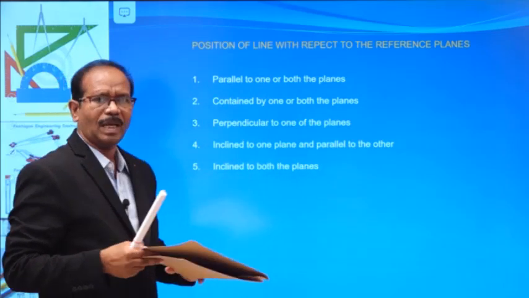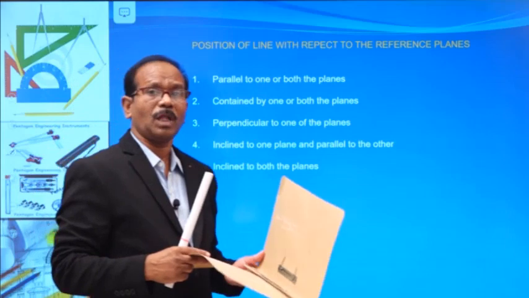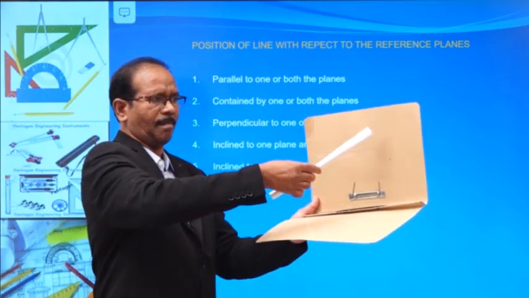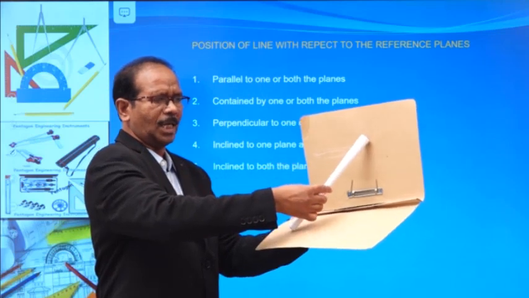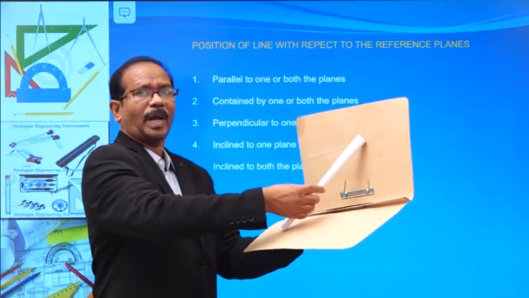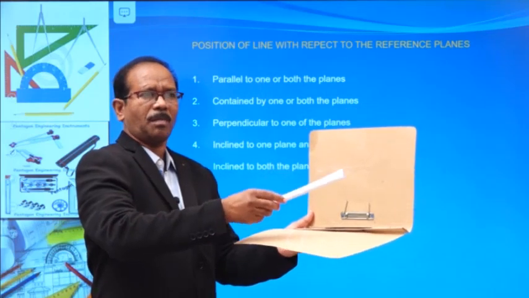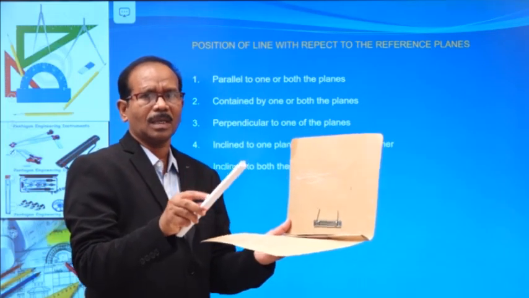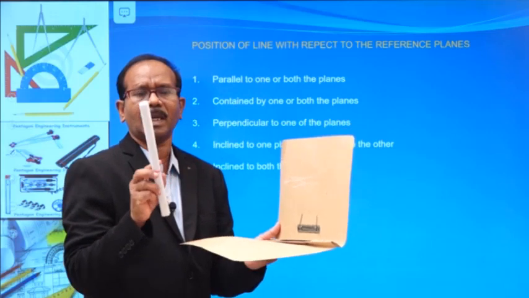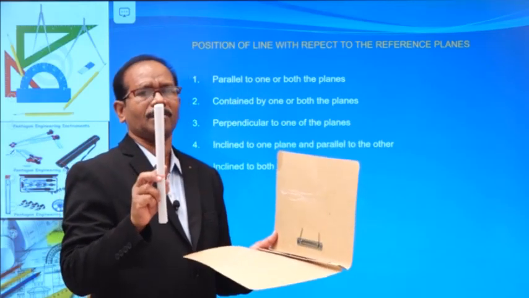Now the fifth one is line inclined to both the planes: inclined to VP, inclined to HP, not parallel to any plane. This type of problem we will solve in the next class. Today's class, I am going to concentrate on lines inclined to one plane only.